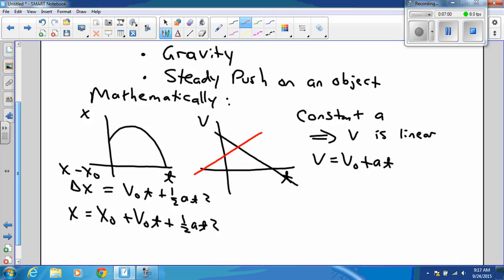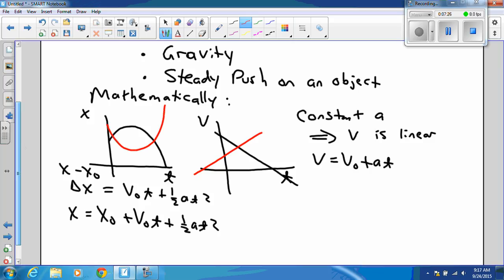Now, if I have a positive acceleration, then my velocity will be linear with a positive slope, and my position will be quadratic or parabolic with an upwards concavity, we call it, curving upwards. But the shape of it is the same every time with constant acceleration. Does that make sense to everybody?